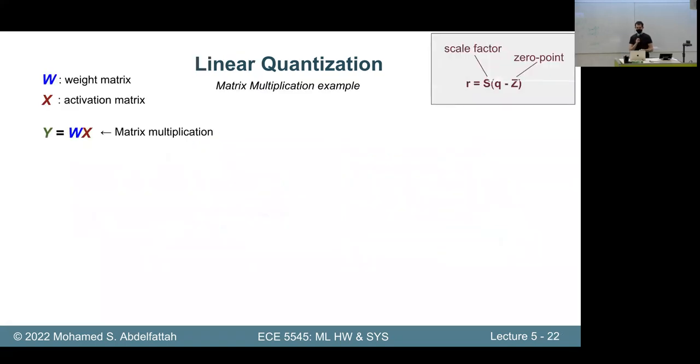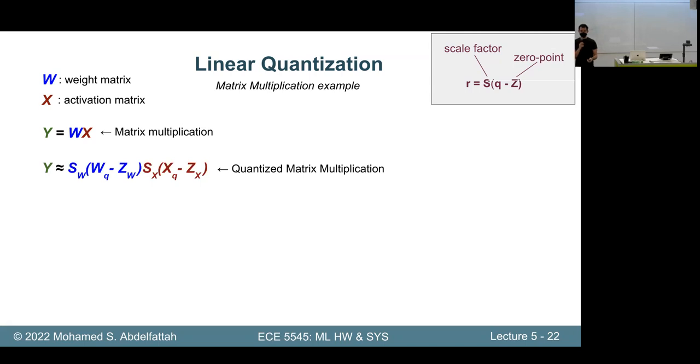Okay, let's move on. So linear quantization, that's what we've been discussing so far. Now let's apply linear quantization to a matrix multiplication. We have a weight matrix W and an activation matrix X, and we want a result Y out from multiplying those two matrices.